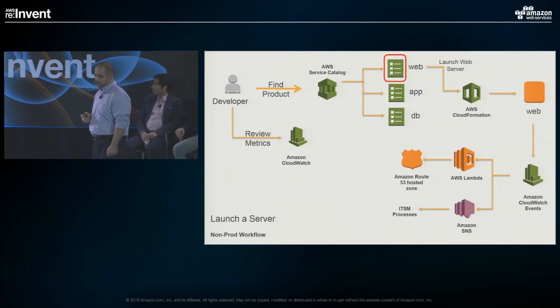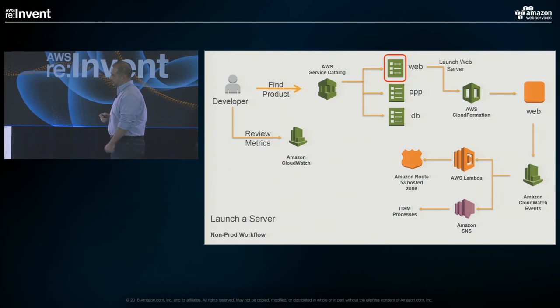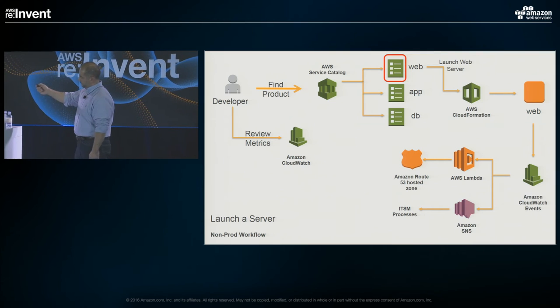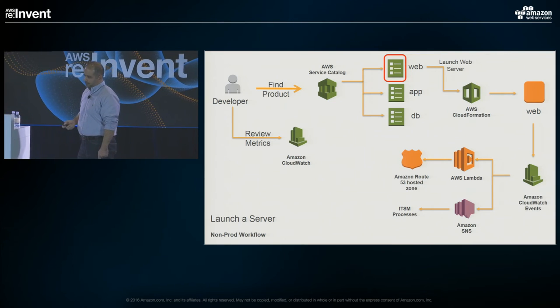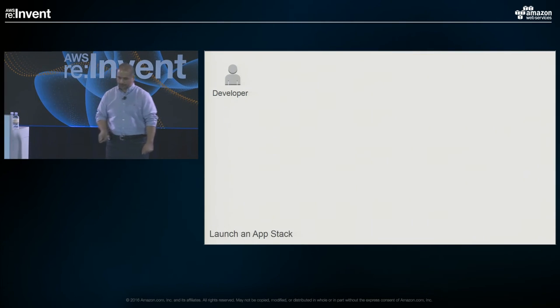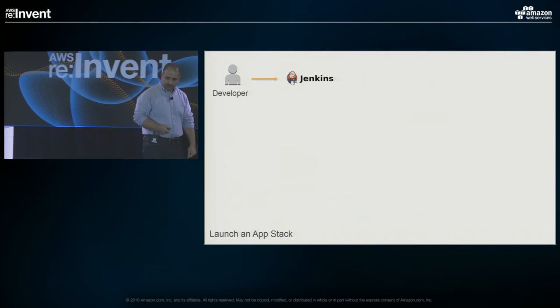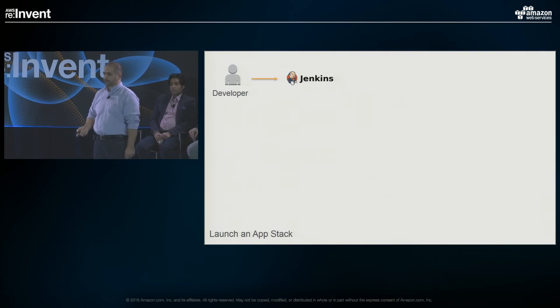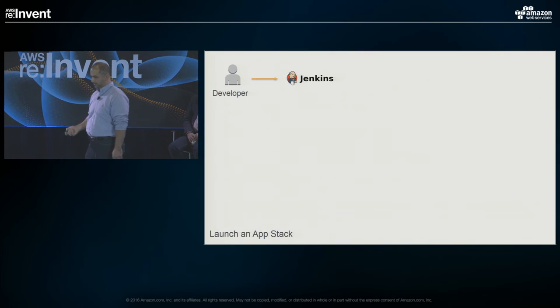So they can actually log into the console, they could open a support ticket, or they can look at their logs to see what's going on with their server. What about an entire app stack? Same kind of concept, but now you're using the AWS Service Catalog CLI.